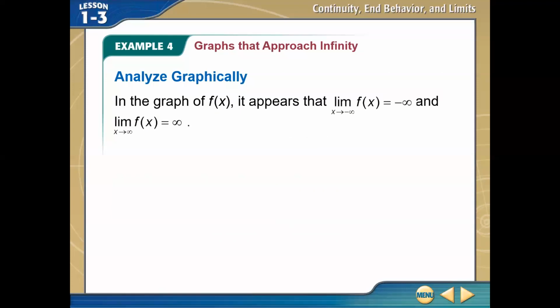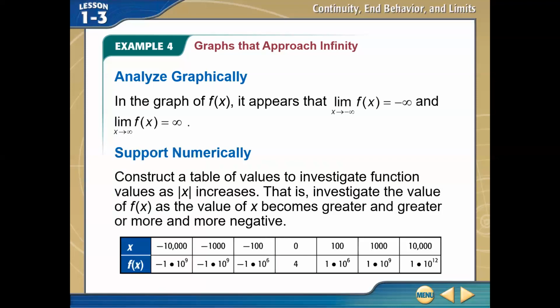So it appears that the limit of f of x as x goes to negative infinity is equal to negative infinity. Once again, we saw that from the graph, because the farther I went left, the farther I went down. And the limit of f of x as x approaches positive infinity is equal to positive infinity, because the farther I went right, the farther my graph went up. Okay, we saw that graphically.